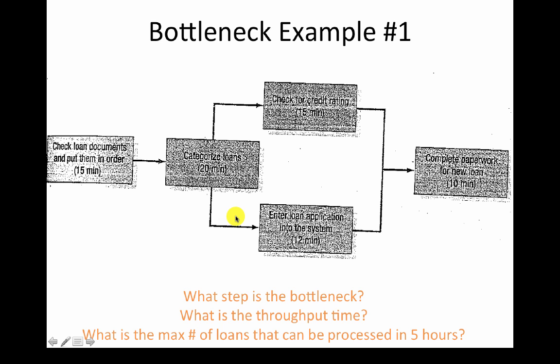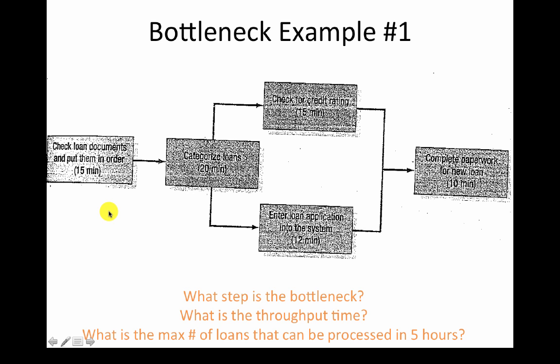Okay, so the bottleneck step, again, is the step with the longest time. So if I look at this, I see categorize loans, 20 minutes. So that's the longest step. So that's your bottleneck. Now, if I want to look at the throughput time, okay, what do I do when I calculate the throughput time? You take the sum of all the process steps, all the waiting.